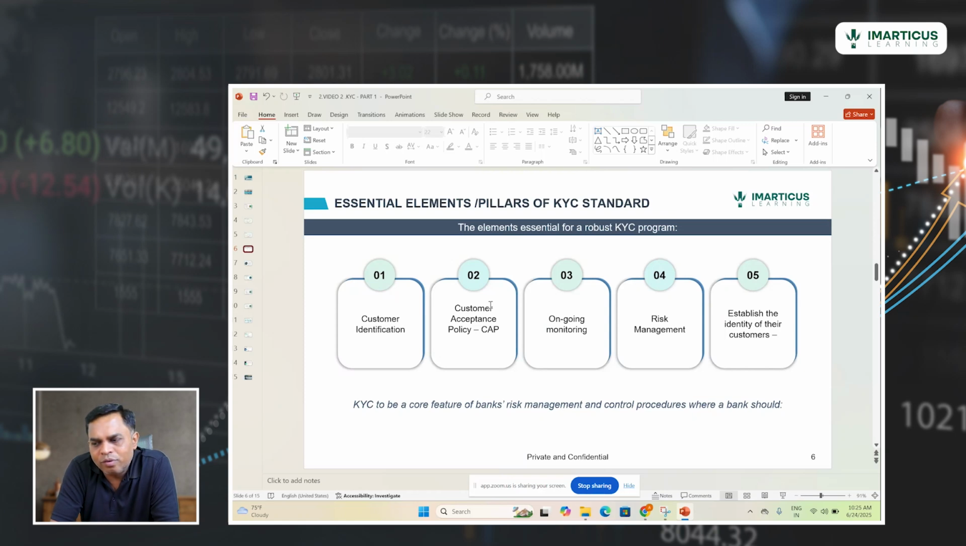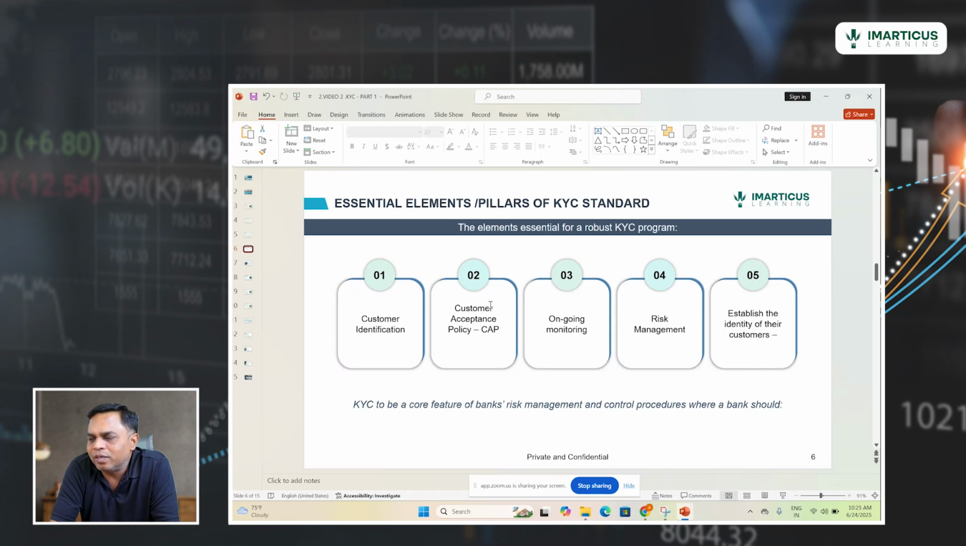The fourth element of KYC is primarily risk management. The banks want to manage various risks. For example, if they are non-compliant with KYC or anti-money laundering laws, they might be subject to various risks like regulatory risk, legal risk, or operational risk. So to avoid and prevent these risks, KYC is seen as risk management.